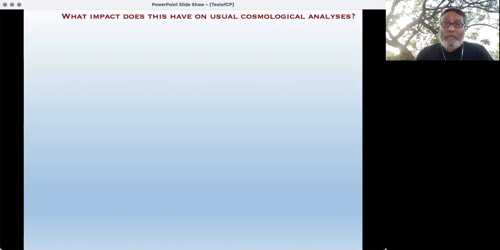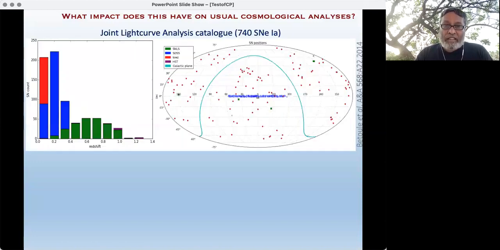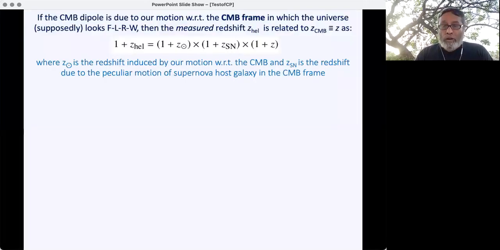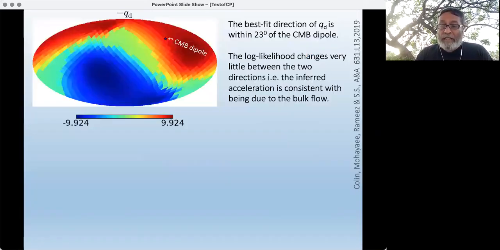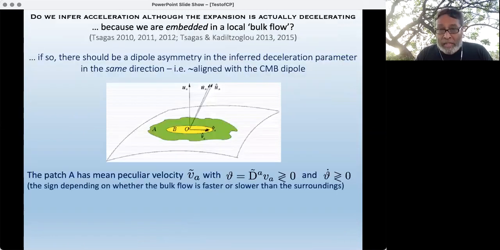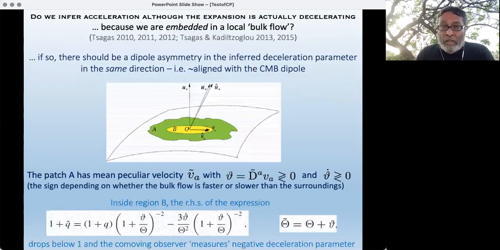Now, for lack of time, I'll skip over what I had there on what impact this has on supernova analysis. Just to say that in supernovae, we find that the acceleration that is attributed to the cosmological constant seems to have a dipole in the same direction. And this could be a general relativistic effect that Christos Tsagas and collaborators have pointed out.